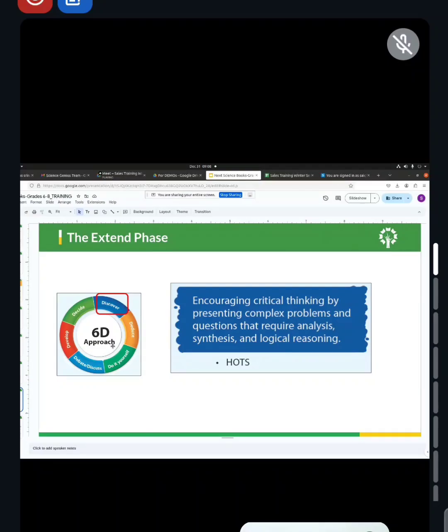So before we go into the student book, I would like to ask you, are there any queries with respect to the textbook which we have seen earlier? Yes?